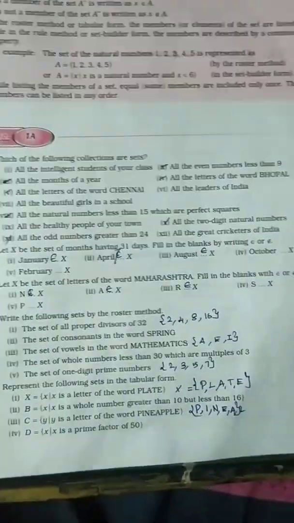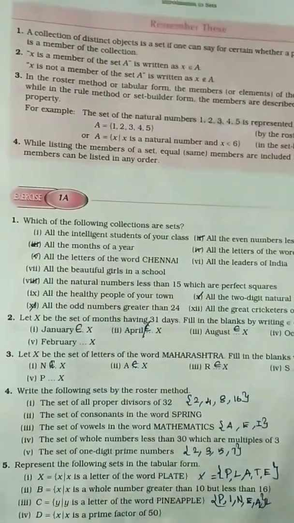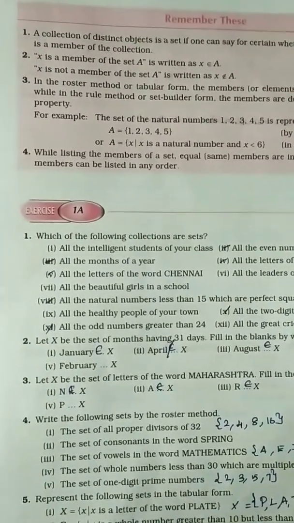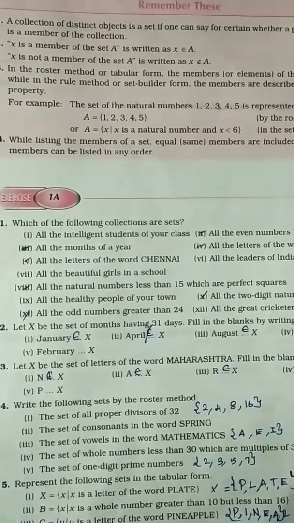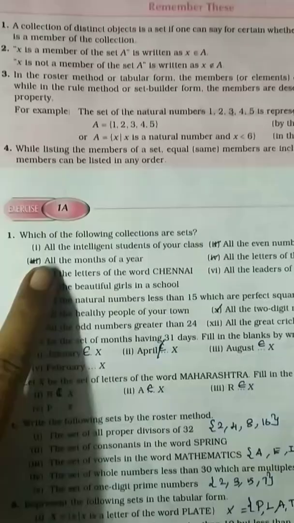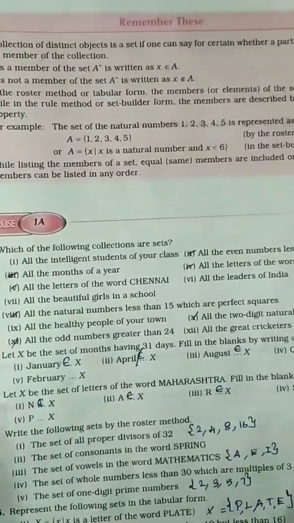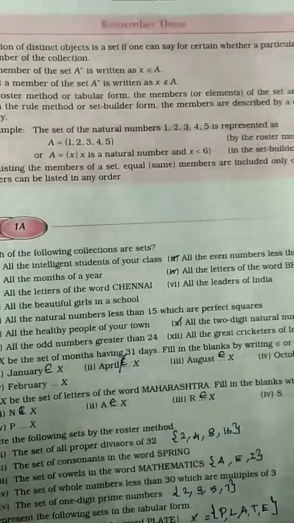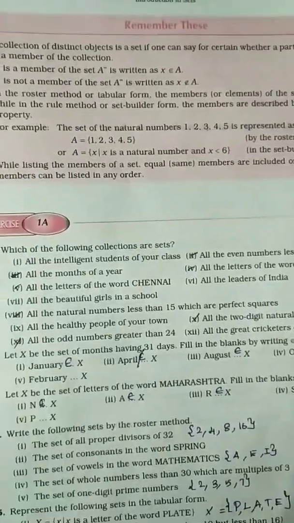And now next we are going to learn the exercise 1A problem. Which of the following collections are set? Set means it is a well-defined object. All the intelligent students of your class. See, which class they have not mentioned. All the intelligence is without any intuition they have given it. So it is not a well-defined set.